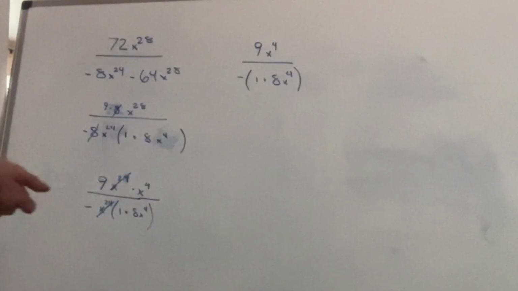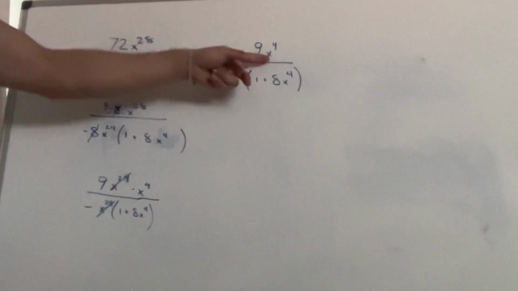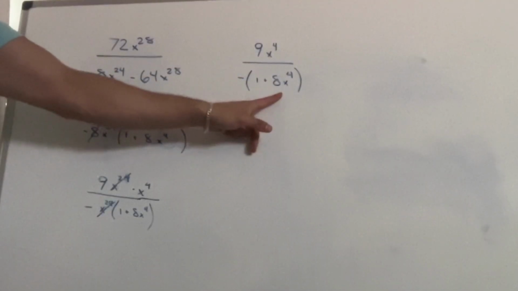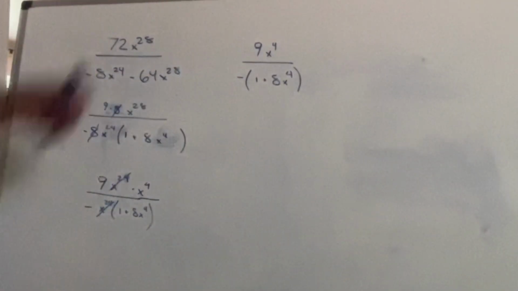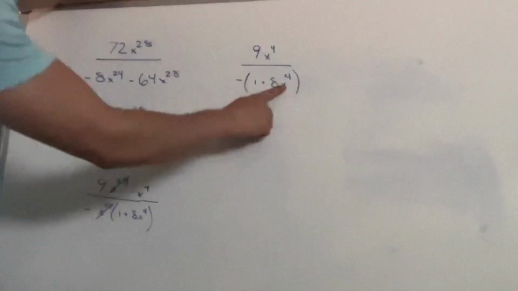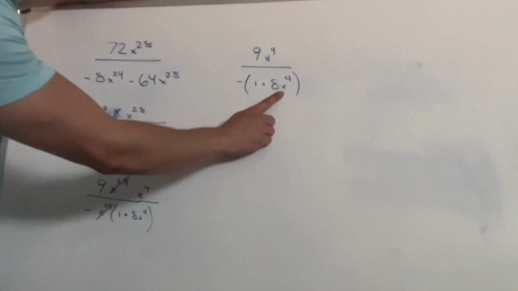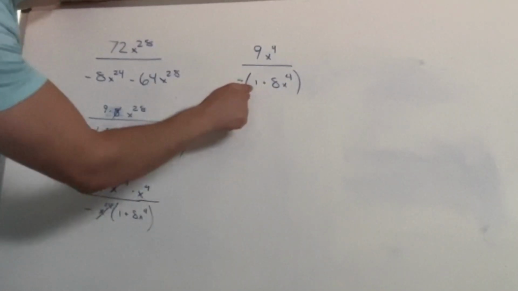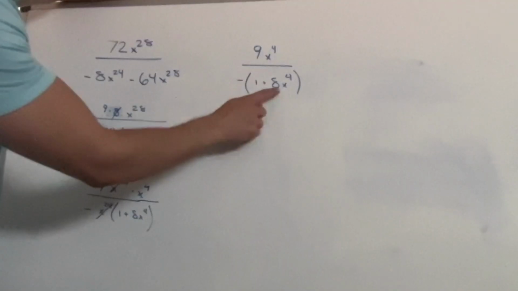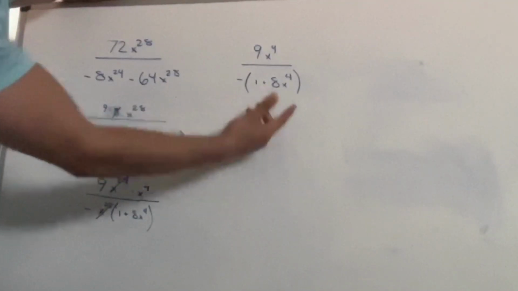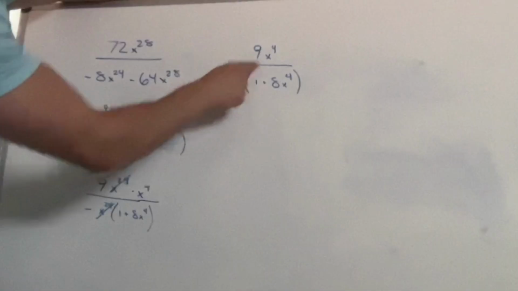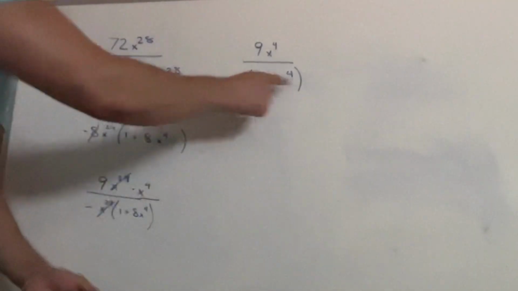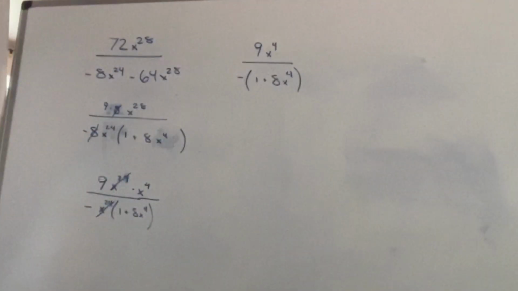Again, you don't want to fall into the trap of saying, oh, there's an x to the 4th here, there's an x to the 4th here. Shouldn't we be able to cancel them? No, because this x to the 4th here doesn't apply to everything at the bottom. It's not multiplying with everything at the bottom. If this was x to the 4th plus 8x to the 4th, then you could factor that out and then cancel it with this on top. But since x to the 4th doesn't apply to everything at the bottom, you can't cancel it with top and bottom.